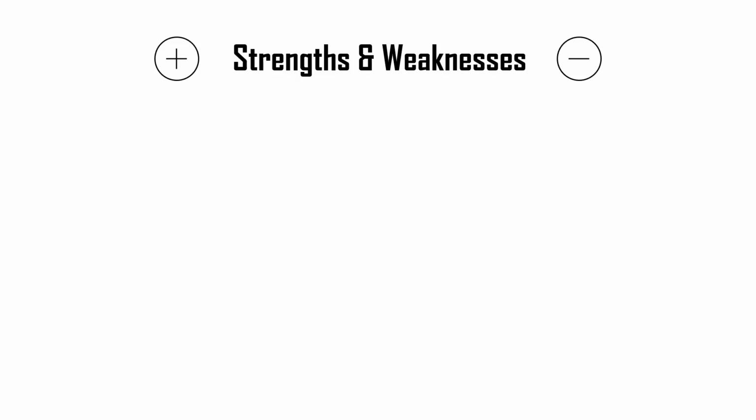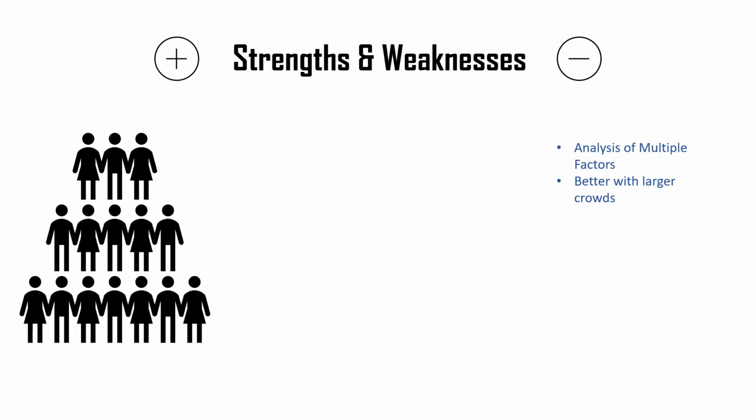We now make our way to the strengths and weaknesses of randomized block design. Among the strengths of a randomized block is that it allows you to analyze multiple factors within a population that may be influencing a certain variable. And it also allows us to use large crowds to get the most information out of it, which is very good.